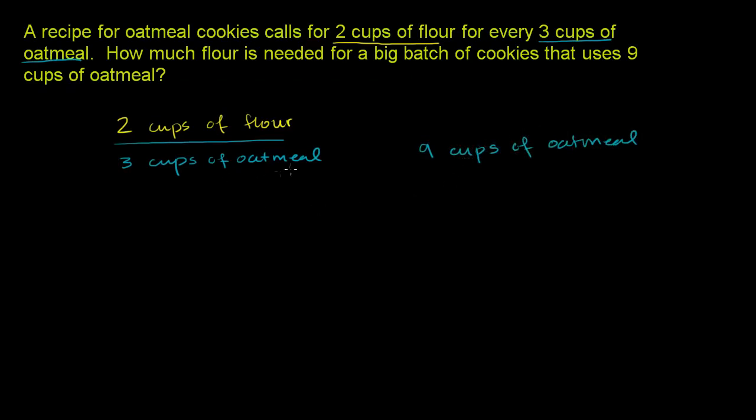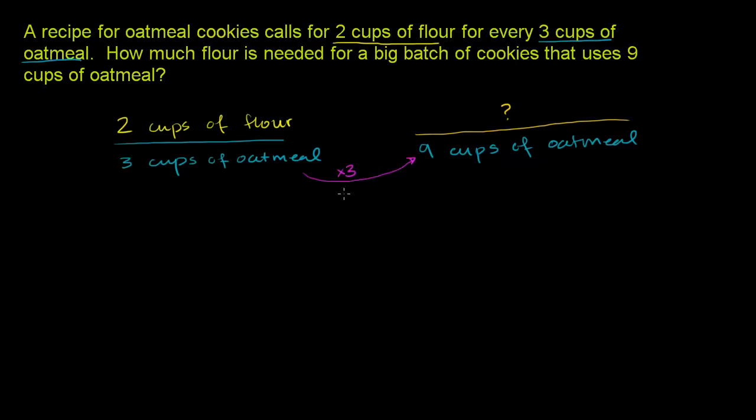So first of all, one way to think about it: we know if we have 3 cups of oatmeal, we should use 2 cups of flour. But what we don't know is if we have 9 cups of oatmeal, how many cups of flour do we use? That's what they're asking us. If we're going from 3 cups of oatmeal to 9 cups of oatmeal, how much more oatmeal are we using? Well, we're using 3 times more oatmeal, right? We're multiplying by 3.